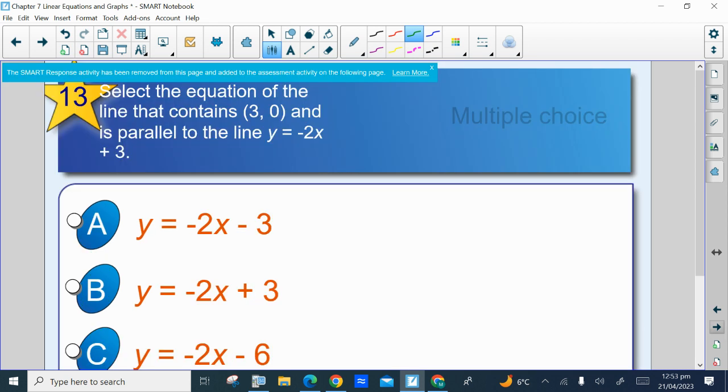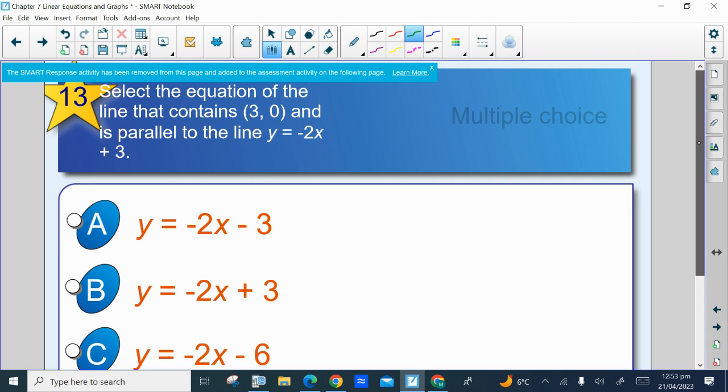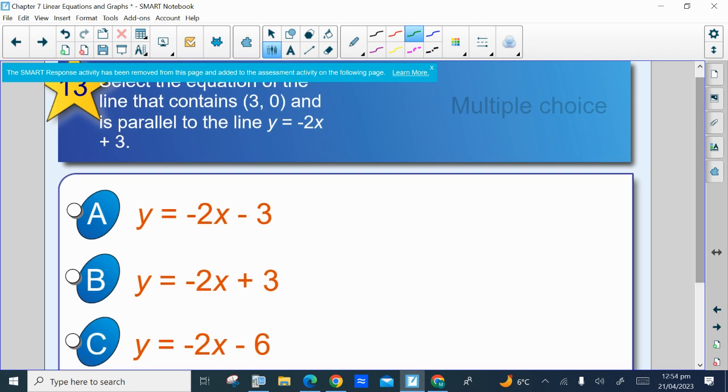Okay, so let's continue on. What is the equation of a line that passes through the point 3 comma 0 and is parallel to the line y equals negative 2x plus 3? So that equation is in slope-intercept form. Y equals negative 2x plus 3.